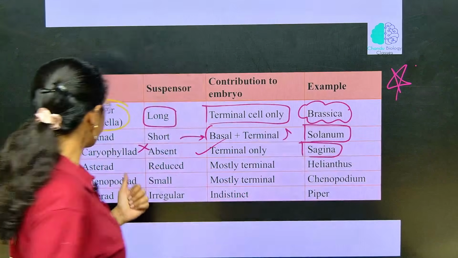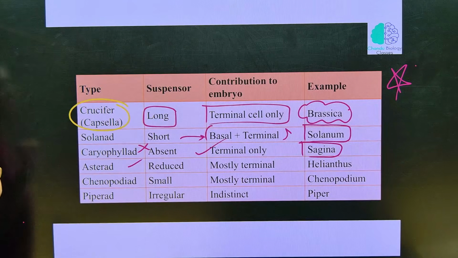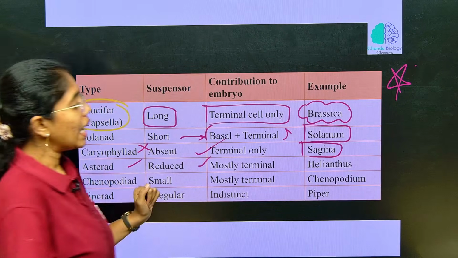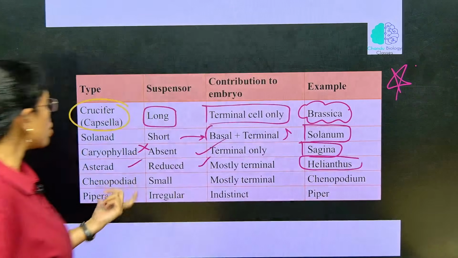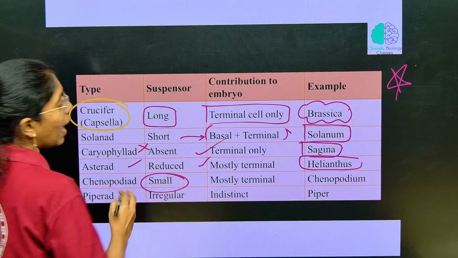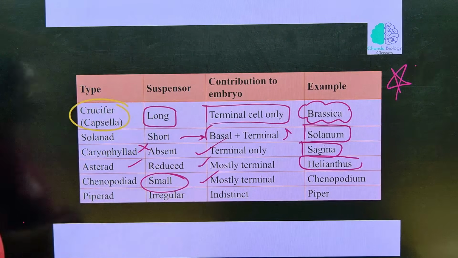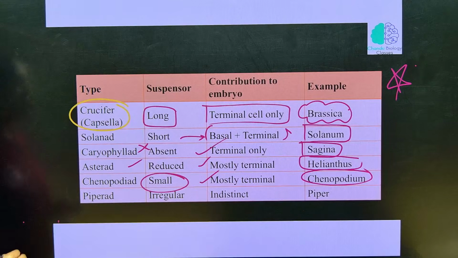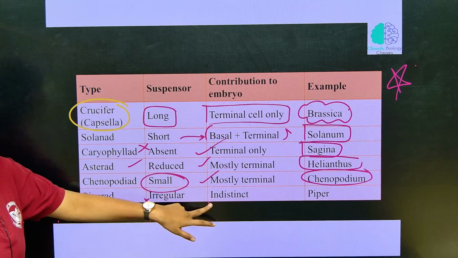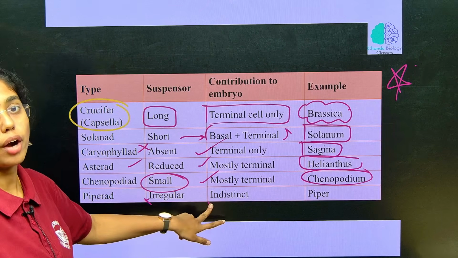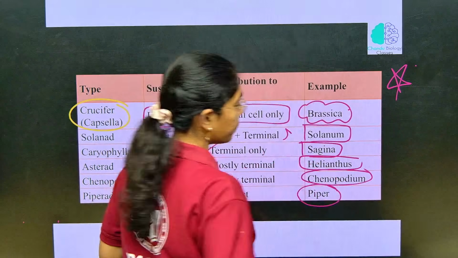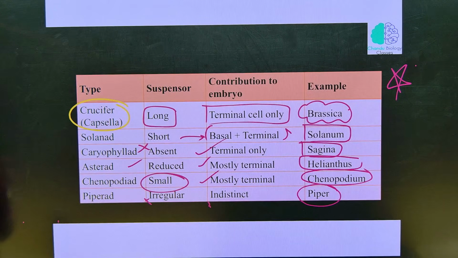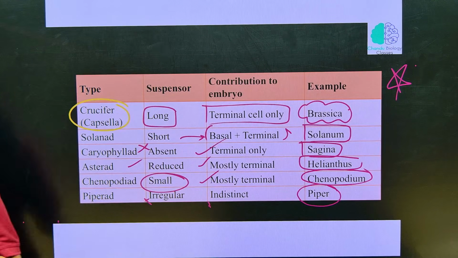And Caryophyllad type: suspensor is absent, and only the terminal cell contributes to the embryo. Example is Sagina. Asterad type, where a reduced suspensor is present and mostly the terminal cell contributes to the embryo development. Example is Helianthus. Chenopodiad type: the suspensor is small and mostly the terminal cell contributes to the embryo formation. Example is Chenopodium. Piperad type: irregular suspensor, indistinct embryo, which is a primitive type of dicot embryogeny. Example is Piper. Fine, right? If you want, take a screenshot of this diagram, very important. This single table covers all the types of embryogeny.